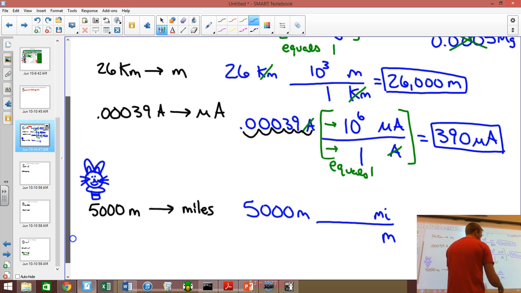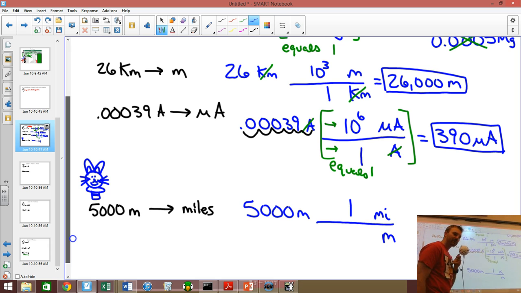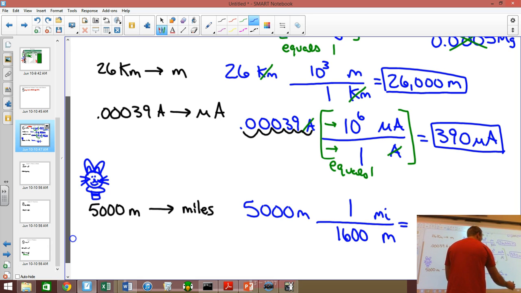Remember my trick talking to you about one of these is bigger, 1 mile, 1 meter. I don't know which one. You know that miles are bigger, but 1 mile equals how many meters? You might know this if you run track. How many meters are there in a mile? 1,600. Look at that. That one's kind of neat.